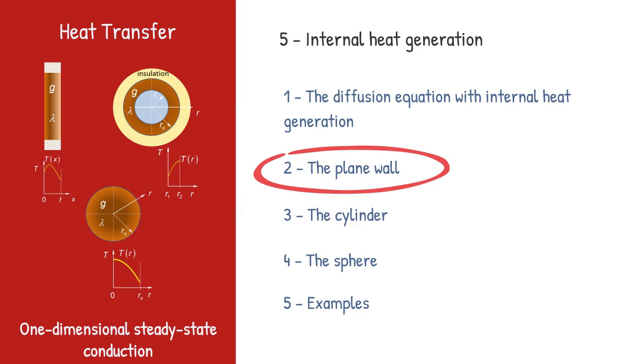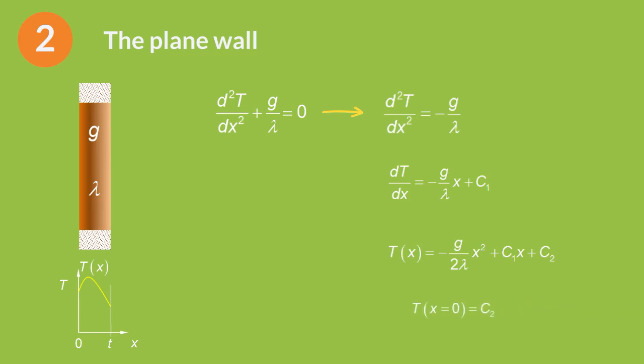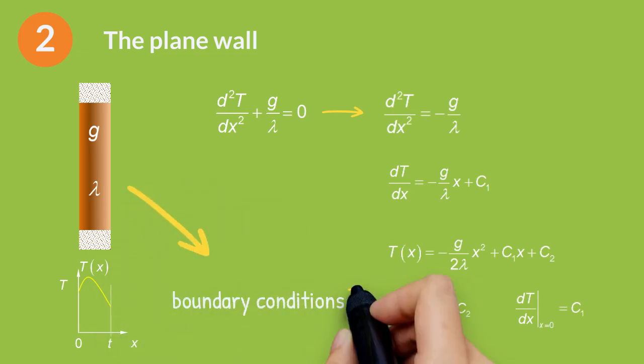Internal heat generation in a plane wall. In a plane wall, the diffusion equation can be written as the second derivative of temperature equals G divided by lambda with a negative sign. Integrating once and once again, we obtain the temperature distribution that is a second-order polynomial. C2 is the value of the temperature in the origin of coordinates. C1 is the value of the derivative in the origin of coordinates. To find them, we must apply two boundary conditions.